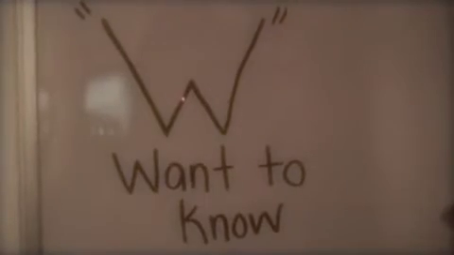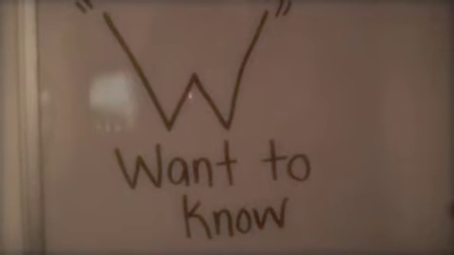In the KWL chart, the K stands for know, the W for want to know, and the L for learned.